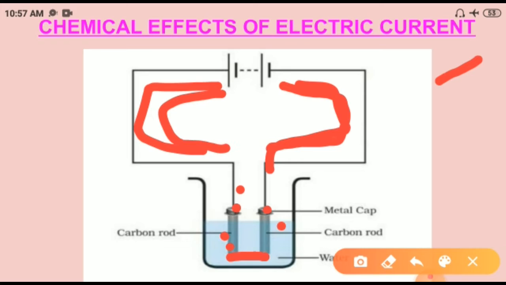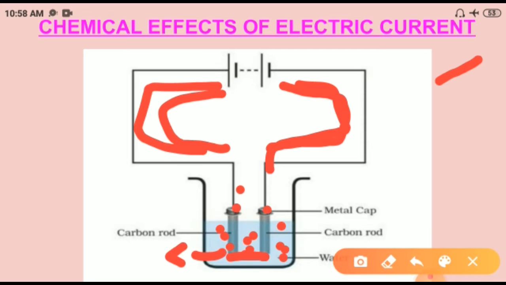So what do you observe here? The passage of electric current through a conducting solution causes a chemical reaction. What do we have to call that? It causes a chemical reaction, and a gas may be formed and a metal may be deposited. I mean, it changes the solution, it changes the color of the solution.